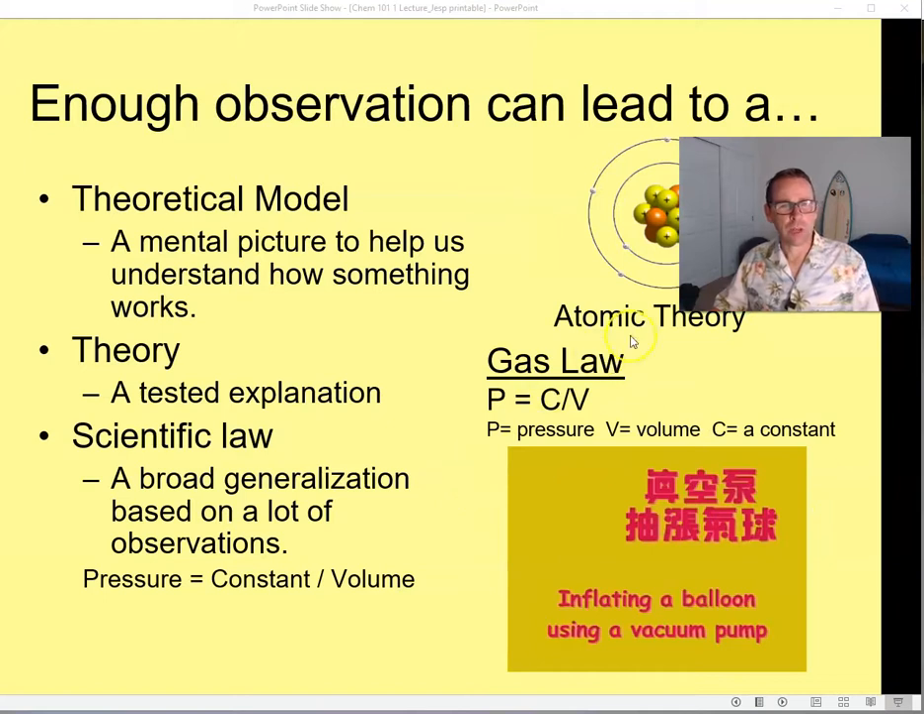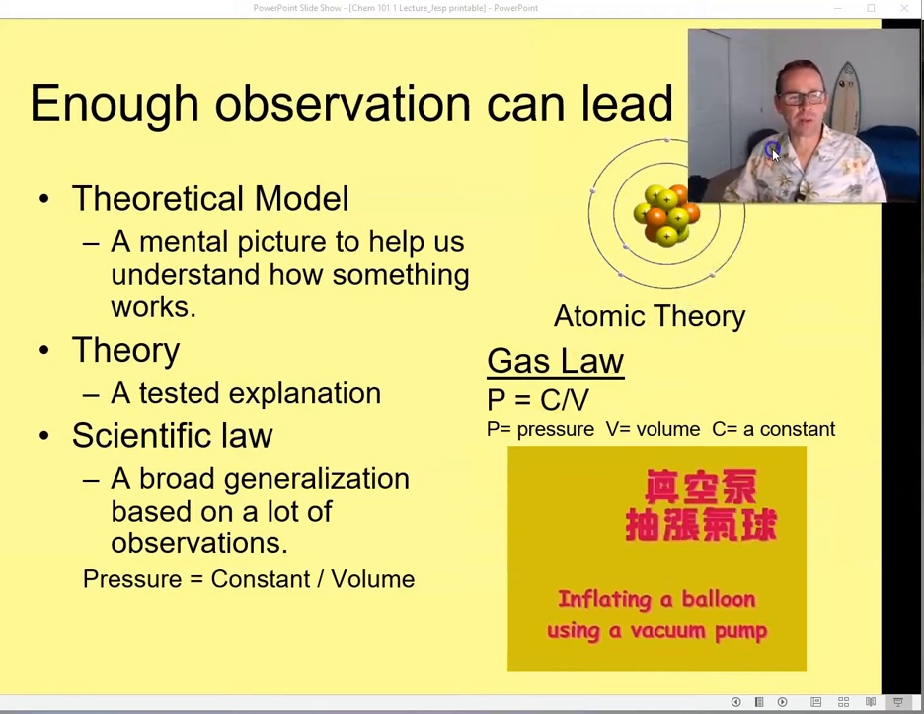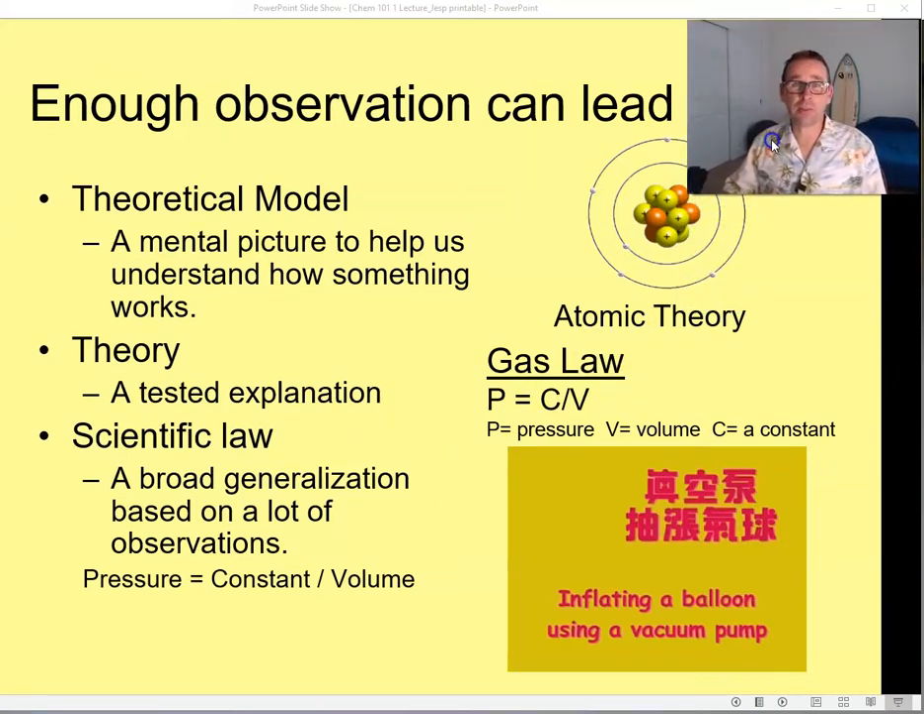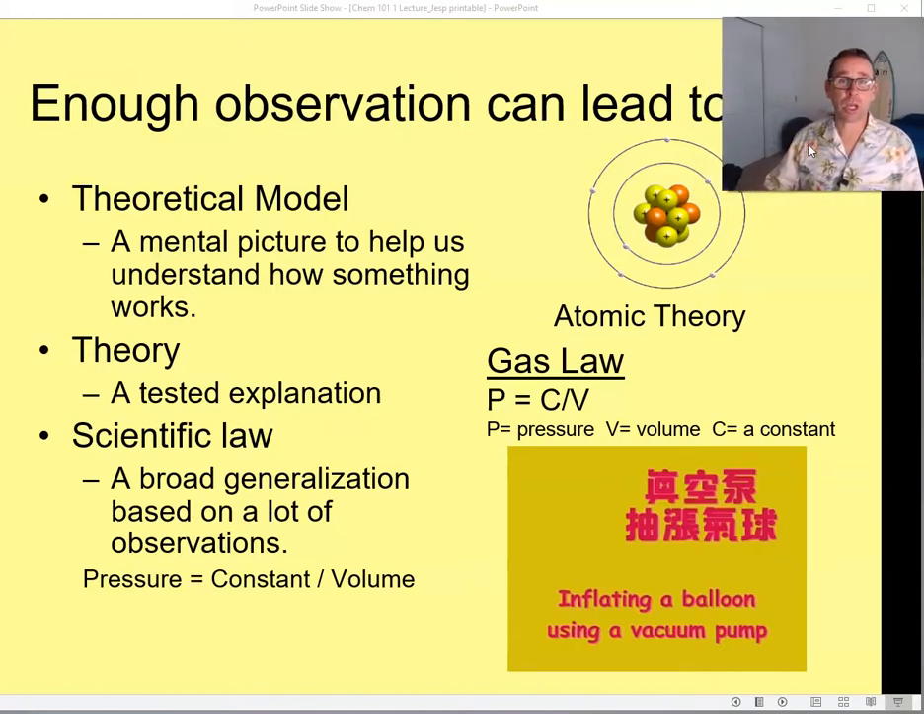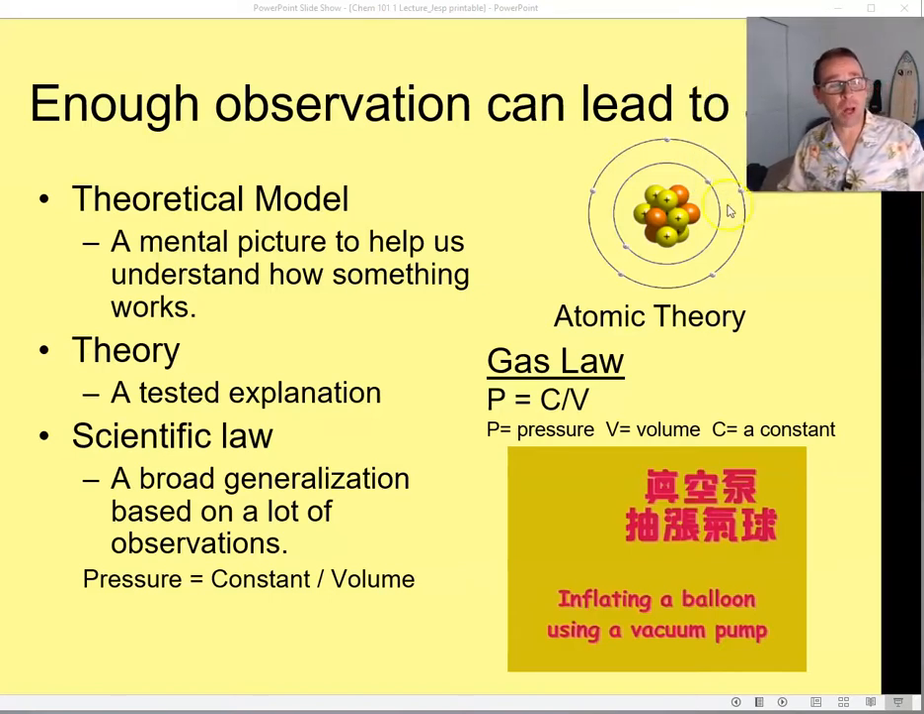Okay, so once we gather lots of information and get to the point where we're talking about models that have developed into a theory, tested explanations for how things occur, we can also reach a level of what we call a scientific law. And in a scientific law, what we're really talking about is eventually an equation, right?